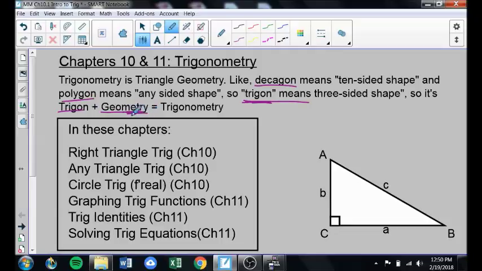Really, meter means measure. We're doing measurements and angles on triangles, trigonometry. In these two chapters, we'll make two chapters out of it. We'll start with right triangle trig. Most of your trig ratios deal with right triangles first, and then do any triangles.